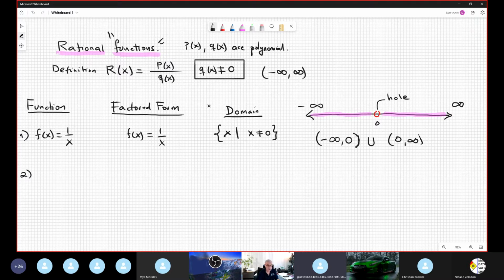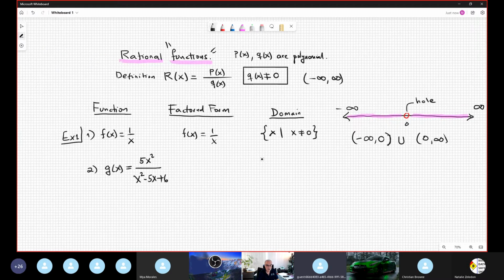Suppose example 2, the name of the function is g. And in g we have on the top a monomial. Actually, a monomial is a particular example of a polynomial, degree 2. And in the bottom we have a trinomial, x squared minus 5x plus 6.